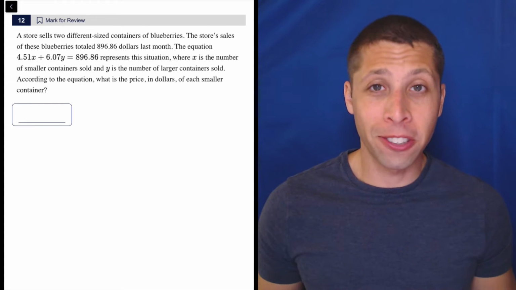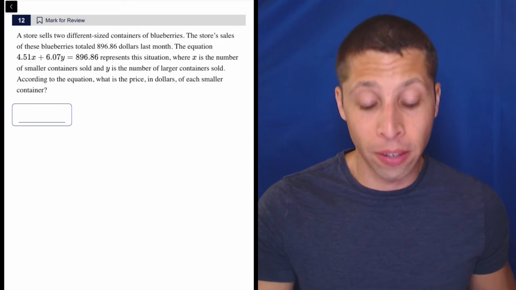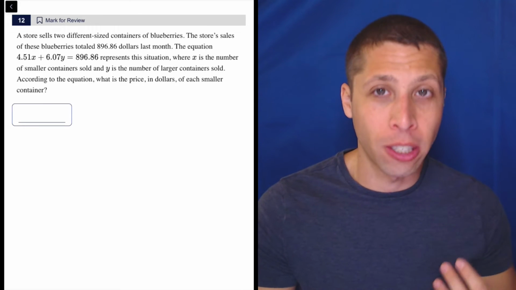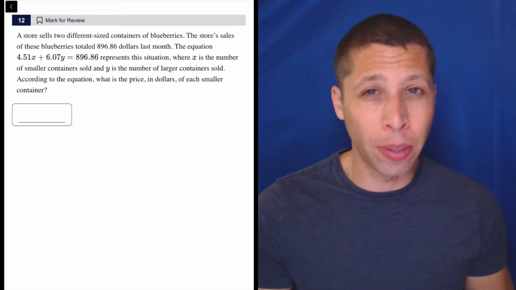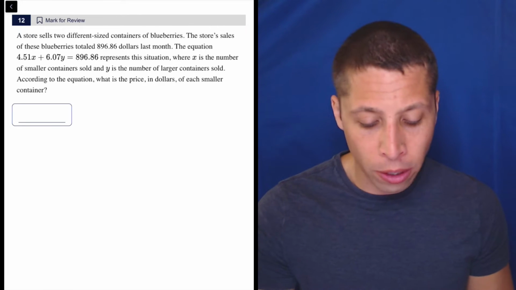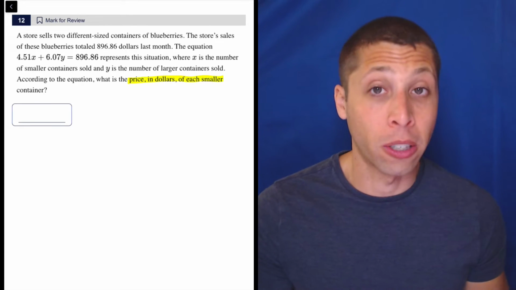These questions are just giving them what they want, understanding how equations work. If you sensed, okay, this is about understanding a story, you could go to the end, so that way you know what you're looking for as you're reading the rest of the story. So in this case, according to the equation, what is the price in dollars of each smaller container? So, price of the smaller container.